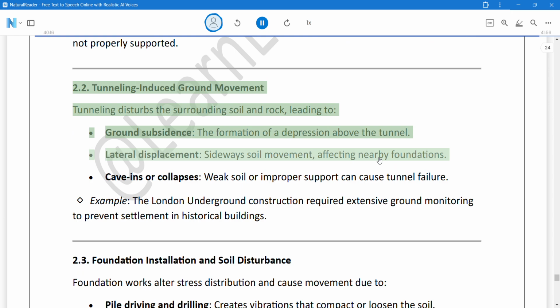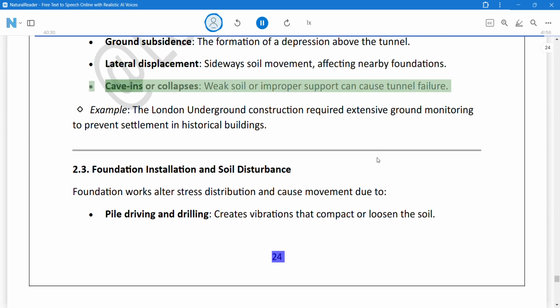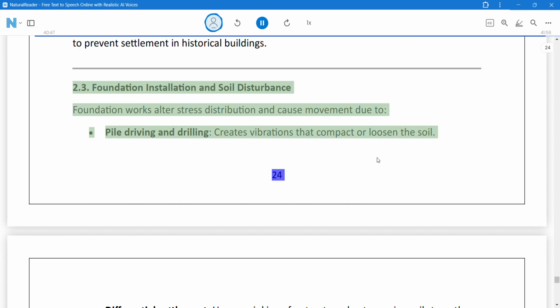2.2 Tunneling-induced ground movement. Tunneling disturbs the surrounding soil and rock, leading to ground subsidence, the formation of a depression above the tunnel. Lateral displacement: sideways soil movement, affecting nearby foundations. Cave-ins or collapses: weak soil or improper support can cause tunnel failure. Example: the London Underground construction required extensive ground monitoring to prevent settlement in historical buildings.